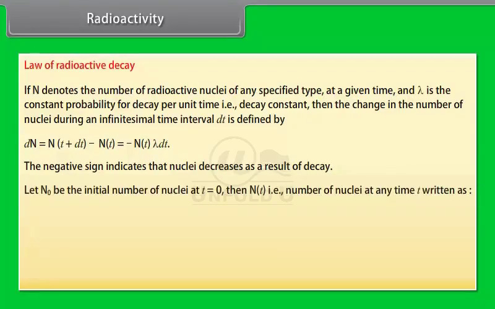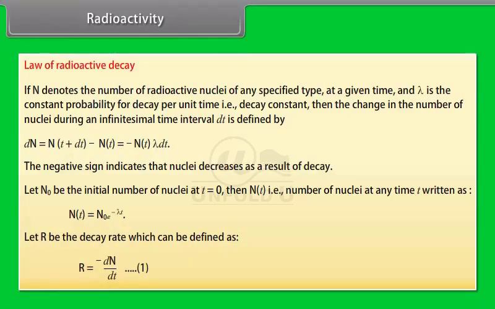Let N0 be the initial number of nuclei at t = 0. Then N(t), that is the number of nuclei at any time t, is written as N(t) = N0 e^(-λt). Let R be the decay rate, which can be defined as R = -dN/dt. Name it as equation 1.